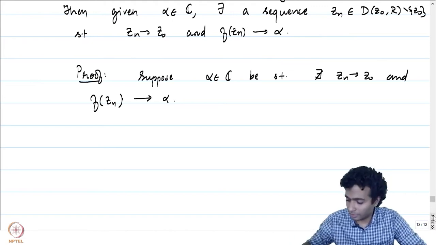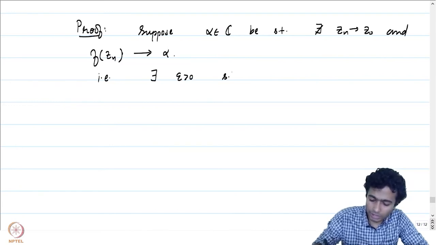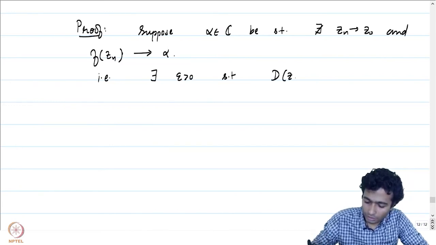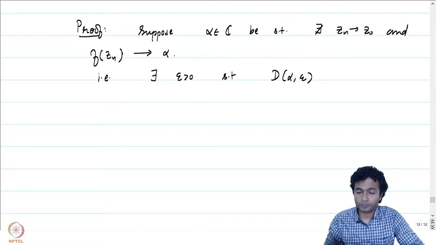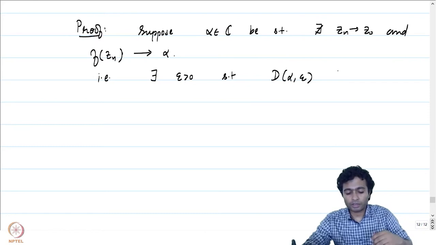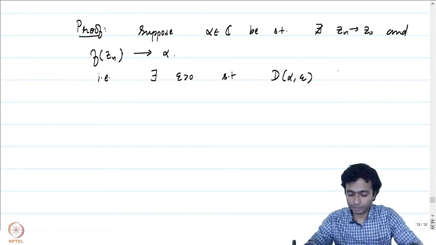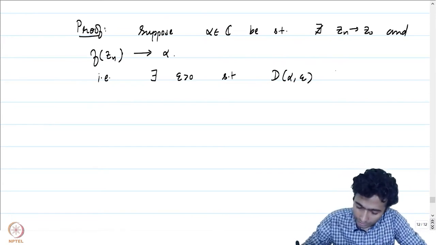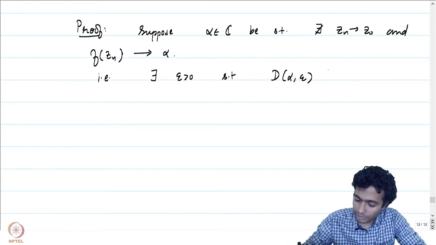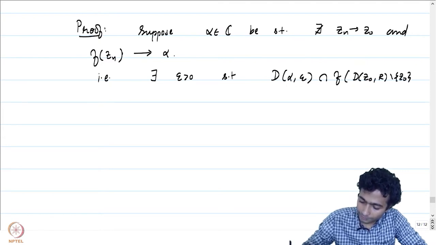What does that mean? This means that there exists an epsilon positive such that if you look at the disk of radius epsilon around alpha, then there is no point of D(z0, r) minus z0 which gets mapped by f to this disk. Let me just write that down. There exists an epsilon positive such that D(alpha, epsilon) intersected with f of D(z0, r) minus z0 is empty.